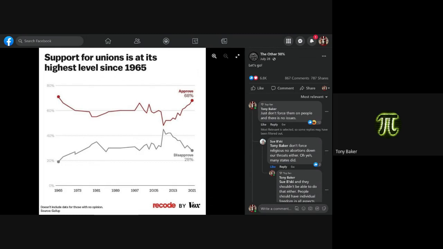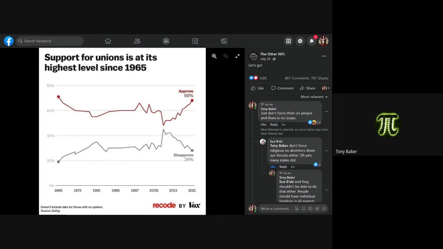But they're also not showing you anything previous to 1965, where it could be a lot higher or a lot lower. It's showing you a very specific thing. I think Facebook should mark this one with missing context. Why is it the case now? There are a lot of interesting reasons why unions are becoming a lot more popular today than they have been in the past.